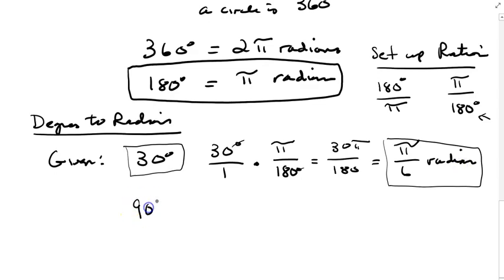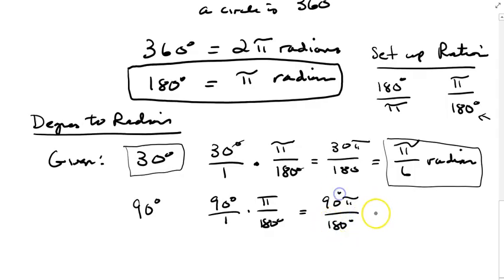Let's do 90 degrees. Well, 90 degrees over 1 times pi over 180. Degrees cancel. You have 90 pi over 180, which of course is going to come out to pi over 2. And as you can imagine, this is going to be another very familiar one that you will use a lot. So from now on, when you're thinking about pi over 2 radians, you are thinking about a right angle.